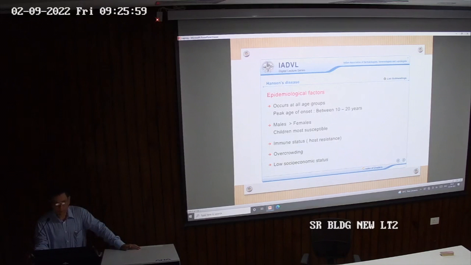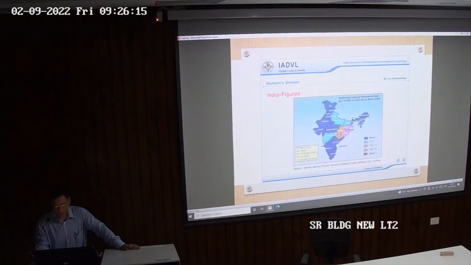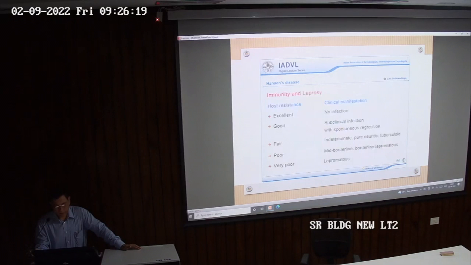Overcrowding is one of the features. That's why it's found much more commonly in people of lower socioeconomic status. Low socioeconomic status is a common epidemiological factor which leads to transmission of this bacteria. So these are the Indian figures, very old figures.